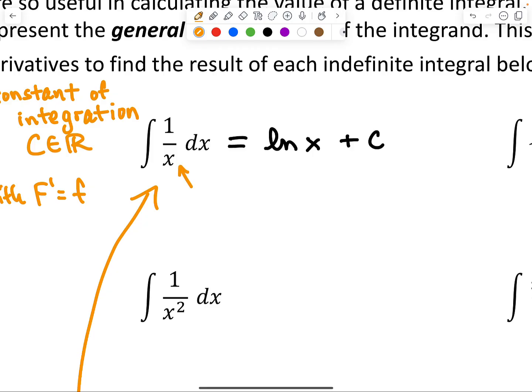The only x value not allowed in 1 over x is 0. X can be negative, it can be positive. However, in the natural log of x, this x must be positive because you can only do natural log of a positive argument. So we have a change in domain, which I would like to avoid.